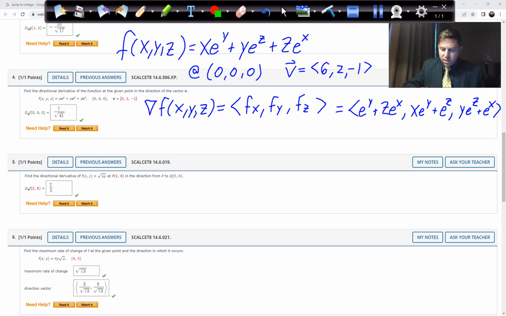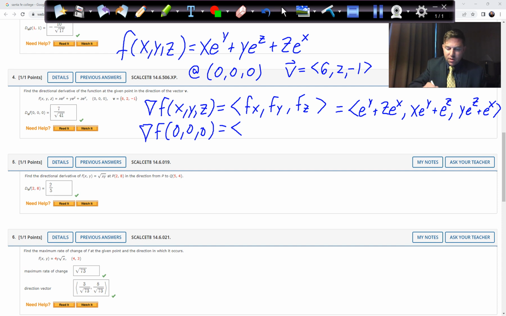So if I look, there should be symmetry here. I should have an e with an exponent, and then a letter e with an exponent in each term, and we do. But that's a lot of writing, so we want to get rid of that as soon as possible. So we're going to plug in our numbers right away. They want this at (0, 0, 0).